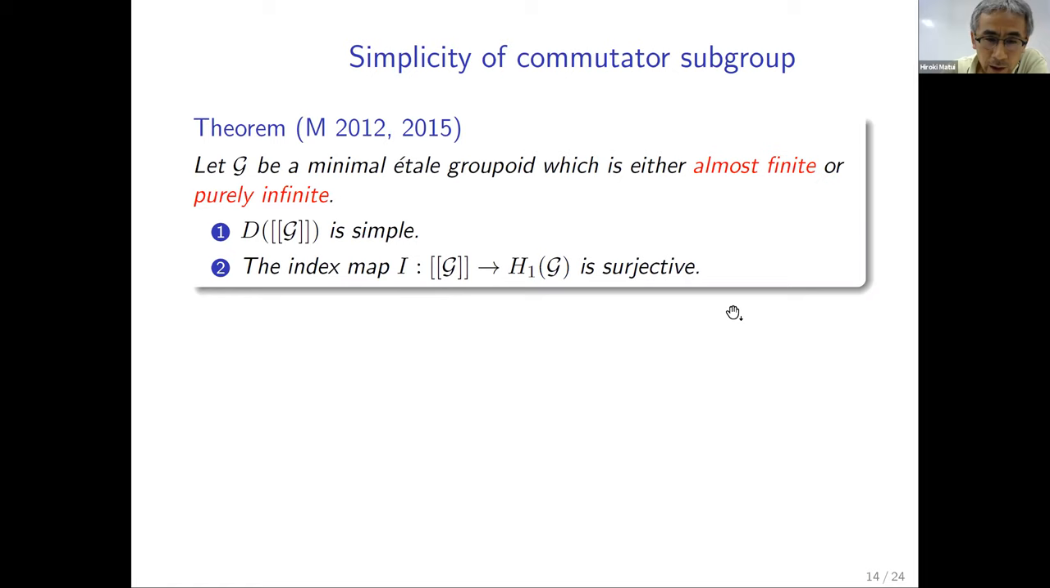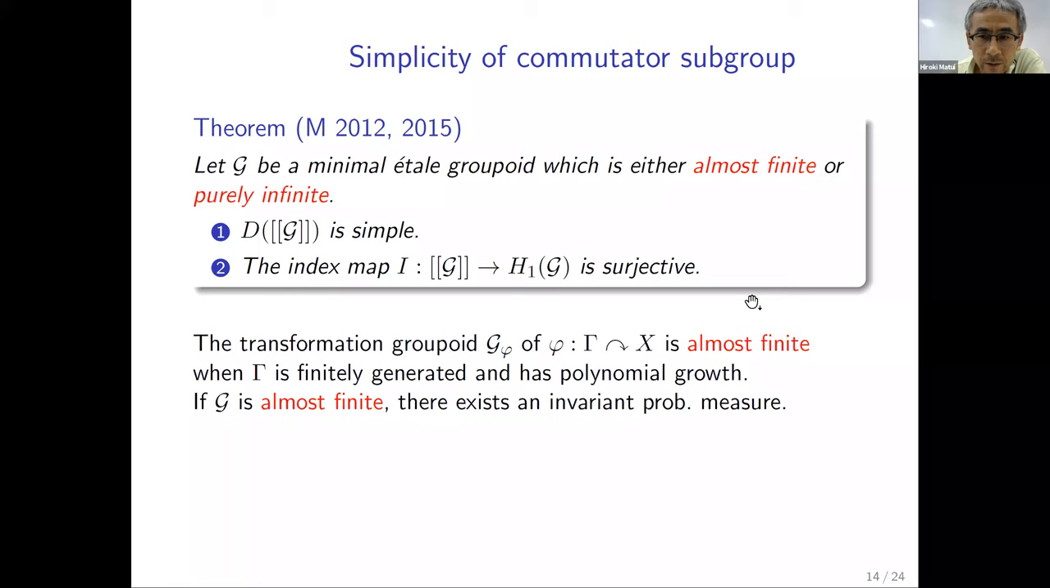And here, I do not like to explain the definition of almost finiteness in a precise way, but let me say, when gamma is finitely generated and has polynomial growth, then it is known that the transformation groupoid is almost finite. And in general, if G is almost finite, then there exists an invariant probability measure. So, loosely speaking, almost finiteness corresponds to a dynamical system which has invariant measures.